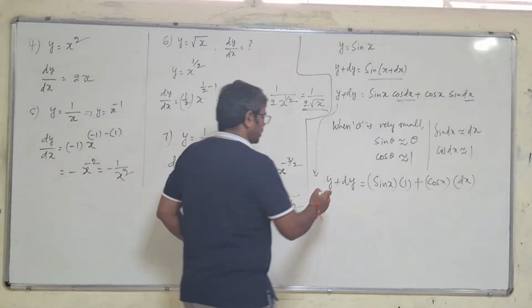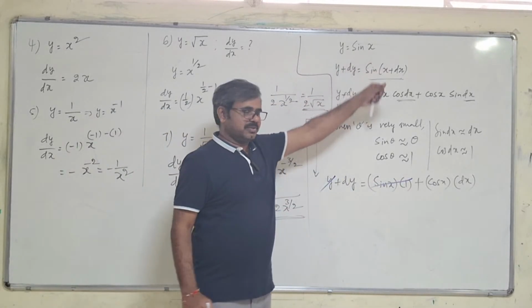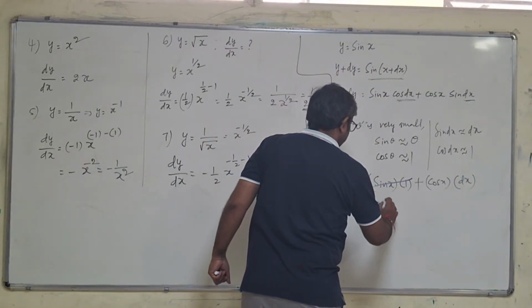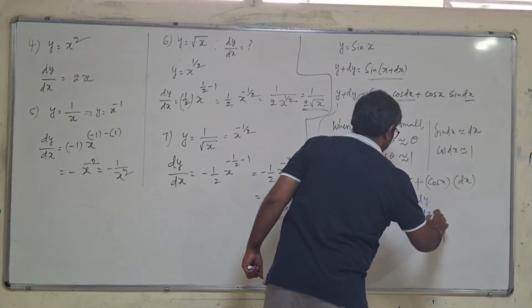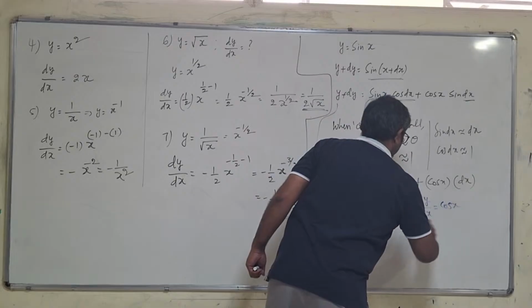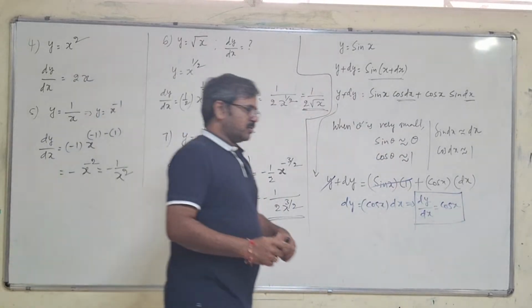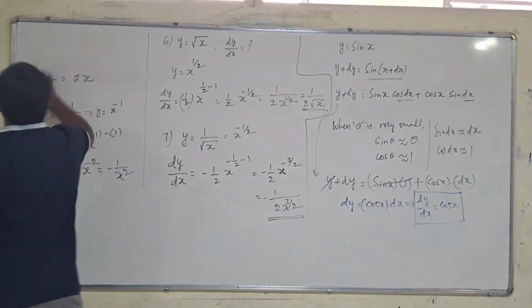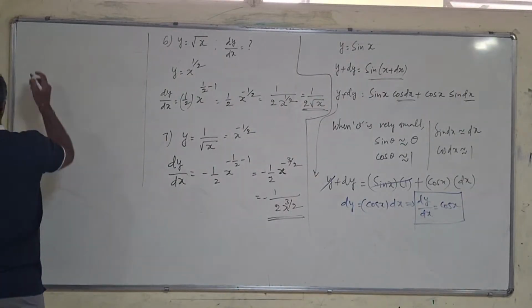y is equal to sin x. So dy is equal to what are we getting? cos x into dx, or dy by dx is equal to what? cos x. This is the formula. When y is equal to sin x, dy by dx is equal to cos x. I'll write down other formulae also.